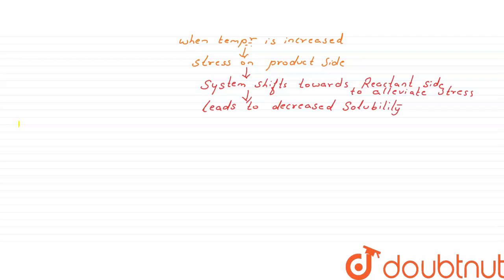So finally, what is happening here? It is an exothermic reaction. Hence, heat is essentially present on the product side. When you increase the temperature, this results in a stress on the product side. To alleviate this stress, the system shifts towards the reactant side. By shifting towards the reactant side, less solid is dissolved or dissociated, and this leads to decreased solubility with increase in temperature.